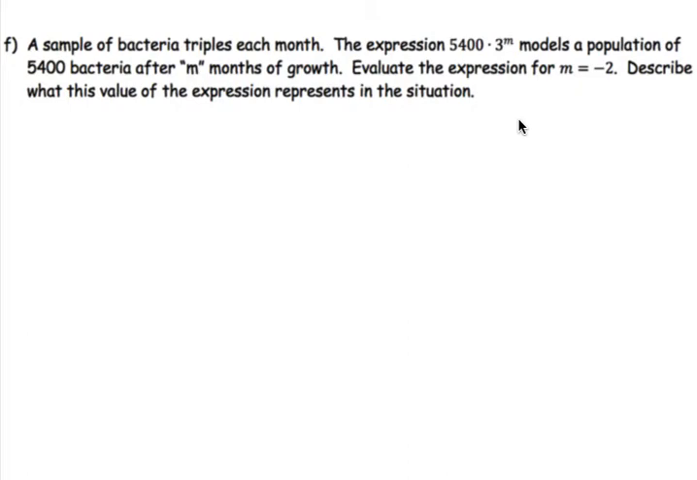So what we're looking at is, since this is a negative 2 for the months, we're seeing what happened 2 months ago. So we're at 5,400 bacteria right now. We want to know 2 months ago, what was the bacteria? So that's where the negative 2 is there. That means 2 months prior to where we're at right now. All right, so let's plug this in.